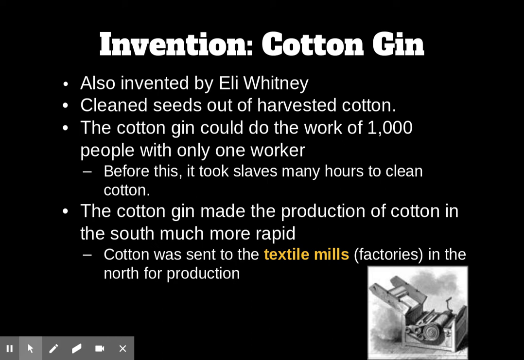Instead of having a bunch of people working to take the seeds out of the cotton, you're going to have one person turning the crank, and that crank is going to remove all of the seeds of cotton in it. Okay? So the cotton gin is going to really expand how quickly people are able to process cotton to then be sent to the mills. And so sometimes we think that this may have helped people, but in the end, it's going to end up hurting them. And we'll look at that in just a second.